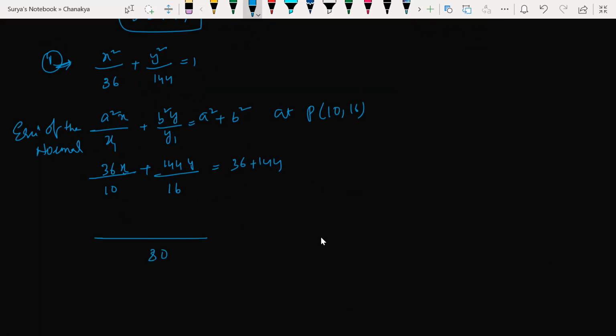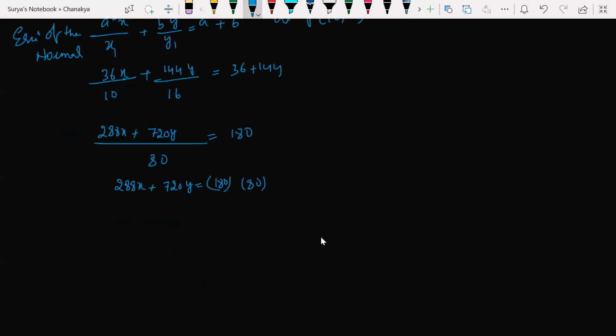LCM is what? 80. 80 is nothing but what? 10 a, I mean 36. So 36 into 8, how much? 36 into 8, 288x plus 5 into 144. So 720y is equal to how much? 180. So 288x plus 720y is equal to 180 into 8. Okay? So what can I take common here? 180 into 8, how much beta? 18 8 144. 2 zeros. Okay?